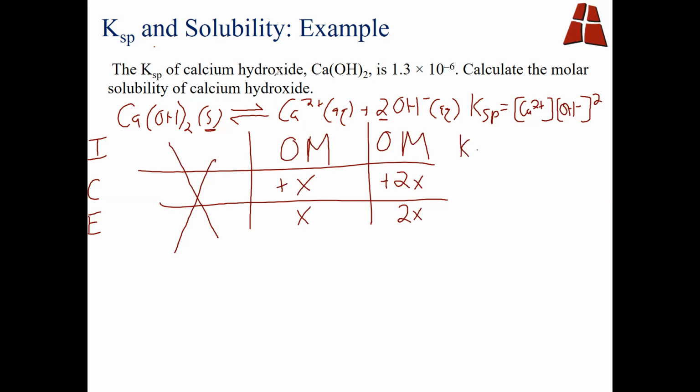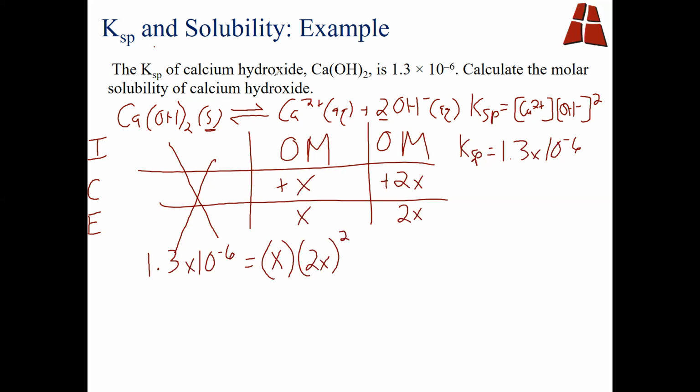So a reminder that our Ksp is equal to 1.3 times 10 to the minus 6. And so if we plug all this into one equation, we should get 1.3 times 10 to the minus 6 is equal to x for our calcium and 2x for our concentration of hydroxide. And that'll be (2x) squared, rather. And then if we combine some terms, our right side of the equation is going to be equal to x times 4x squared if we factor in our exponent there, which is ultimately equal to 4x cubed, right?